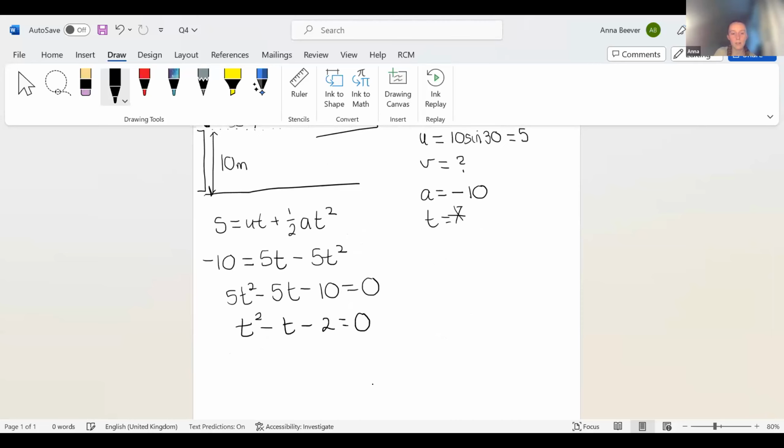And now we just need to factorize it. So I'm going to guess we have a t here and a t here. And we want -2, but minus t as well. So if we have -2 here and +1 here, then we'll have -2 plus 1t, so that's -1t. And then -2 times 1 is -2. So this means our solutions are t equals 2 seconds and t equals -1 seconds, but we can ignore this because that's not physical. That would be the ball going backwards into the cliff. So our answer is t is 2 seconds.